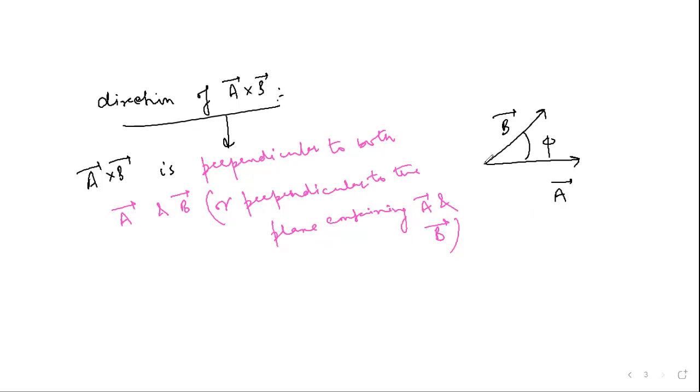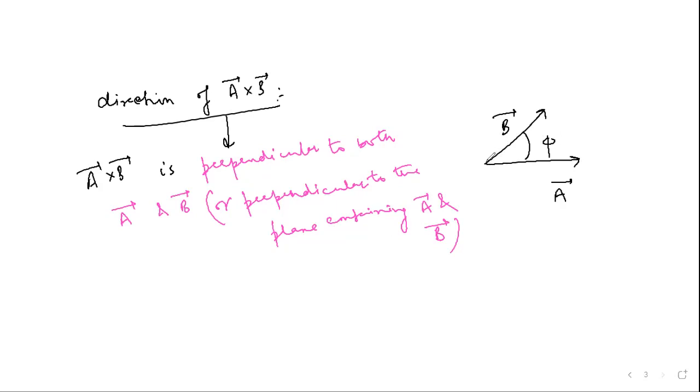For example, if these vectors A and B are in the plane of my whiteboard, then A cross B vector is perpendicular to this board. When it is perpendicular to this board, it will automatically be perpendicular to A and B both. Now the question is, if it is perpendicular to the board, there are two possibilities. Either it is coming outward out of the board, or it is going inward into the board.